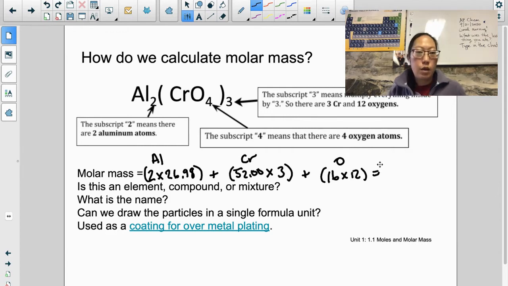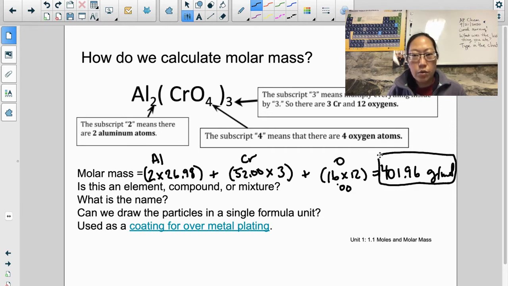So if we take my calculator, multiply this and add it, plus 52 times 3 plus 16 times 12. I'm getting a total of 401.96. Let's use 2 decimal places. We'll make this 16.00 to make sure our sig figs are correct. So there's our molar mass of aluminum chromate.